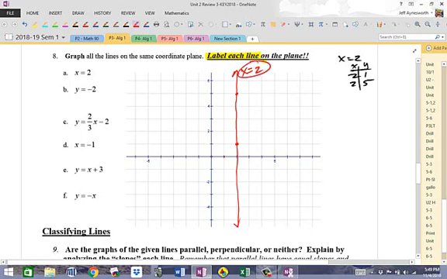See, this is what I mean by labeling. I said label each line on the coordinate plane. When you have more than one line, we have 1, 2, 3, 4, 5, 6 lines on one plane, you better label so that I know that you know what you're doing.